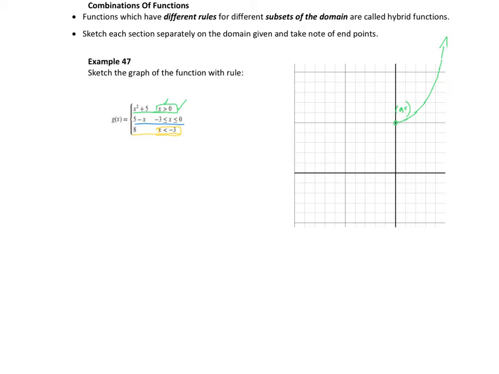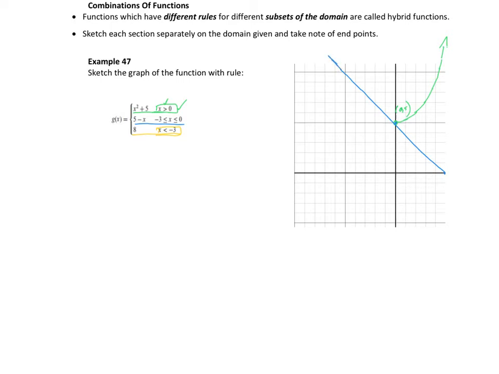So the next part of my graph, the one there in blue, is the graph of 5 minus x. So y equals 5 minus x has a y-intercept at 5. And if I put y equal to 0, I have an x-intercept at 5 also. Typically it would look like that, gradient of -1 and going through there.